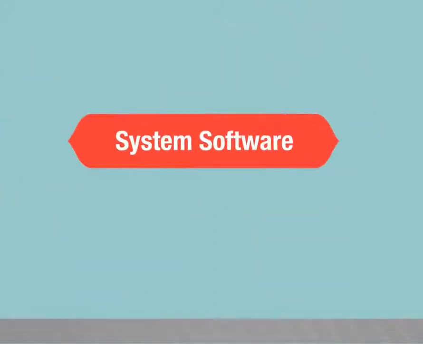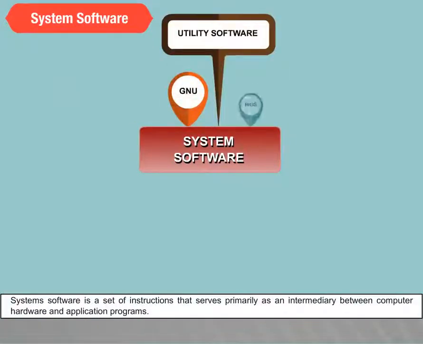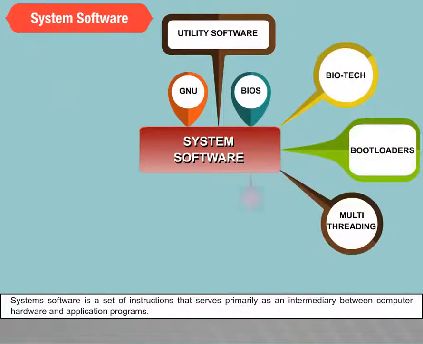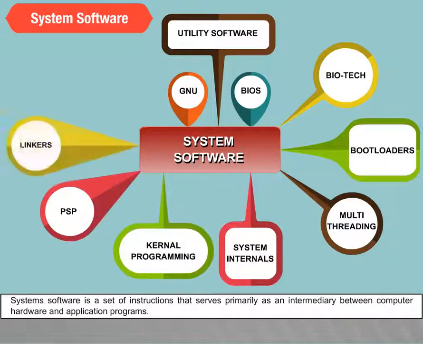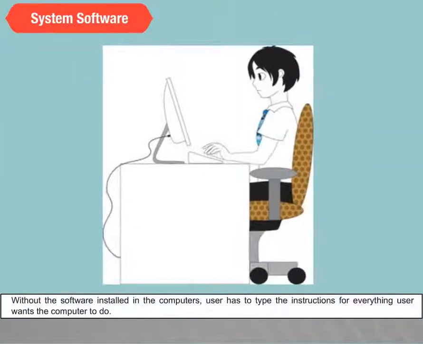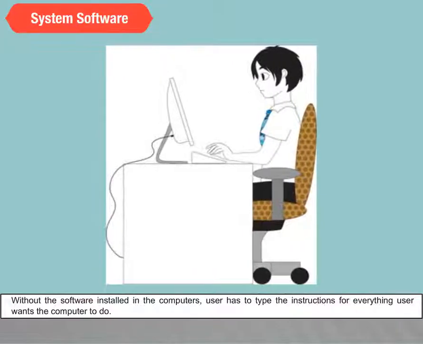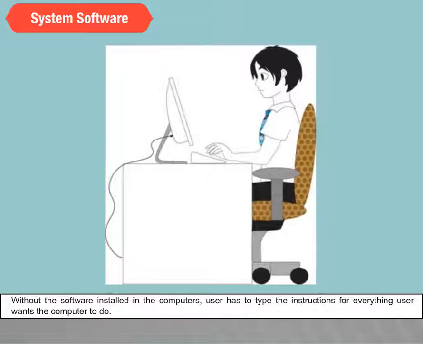System software. System software is a set of instructions that serves primarily as an intermediary between computer hardware and application programs. Without the software installed in the computers, the user has to type the instructions for everything the user wants a computer to do.